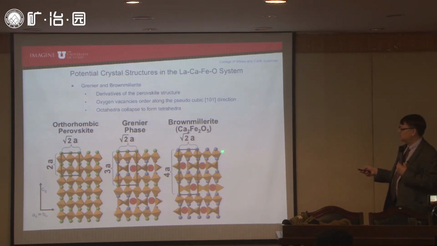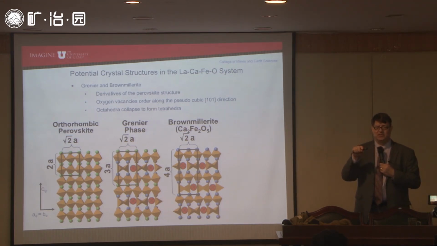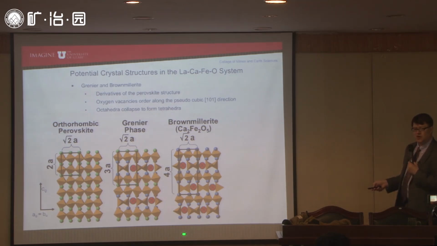What happens when you add calcium to the point where you get rid of all the lanthanum is that you create these vacancies that are all on the 100 plane, and because you've got a valence change, in order to compensate for that, the iron also has to change valence, and so the octahedra collapse into tetrahedra. So the difference between the perovskite structure and the brownmillerite structure is that in the brownmillerite, you have octahedra, then tetrahedra, then octahedra, then tetrahedra, and so on, alternating layers with vacancies in between.